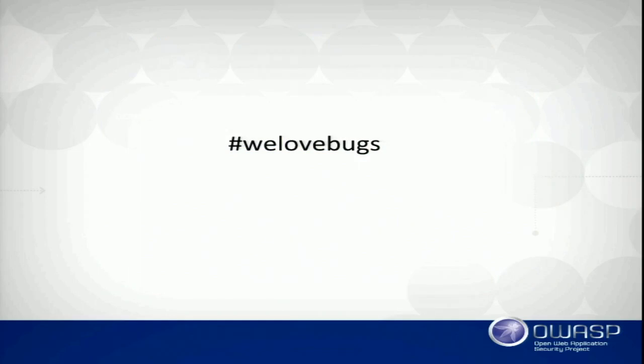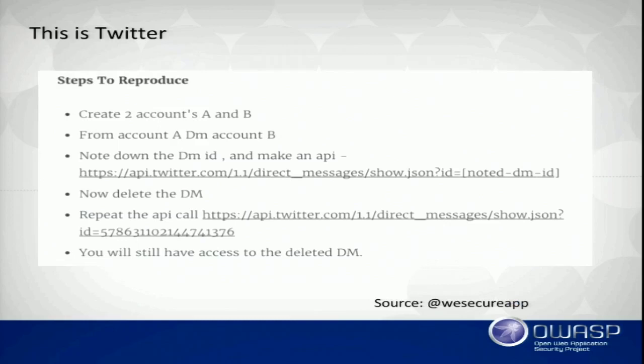So before I talk more about REST APIs, I'll give you a brief idea about what REST API vulnerabilities look like, for which one of my first examples is Twitter. I have a friend called Akhil Reddy who found this vulnerability, I think, 1.5 years back. In Twitter, there is something called a direct message. When you send a direct message to someone and delete it, obviously the whole point of having a delete functionality is that you would not be able to see the direct message after it's deleted, right?